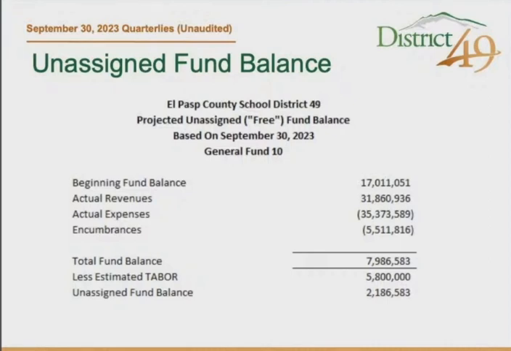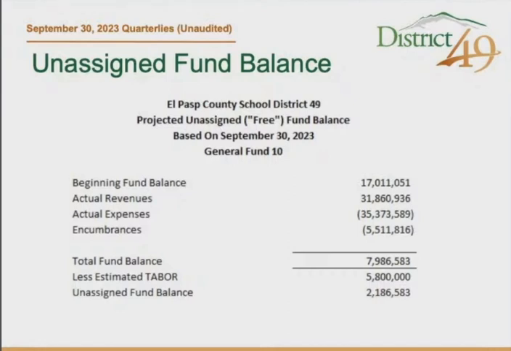So what is an unassigned fund balance? An unassigned fund balance is the unallocated funds that are sitting on our balance sheet that we keep our powder dry, because we know that when we budget, we have what's called known unknowns, right? It goes back to Robert McNamara and the Vietnam War. We know there are things that are going to happen we don't know about, and we're going to have to figure out how we pay for it.